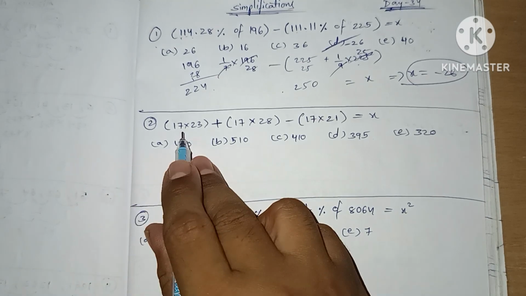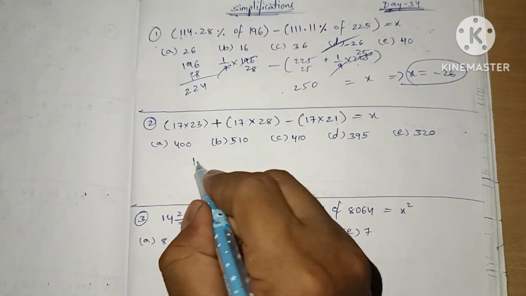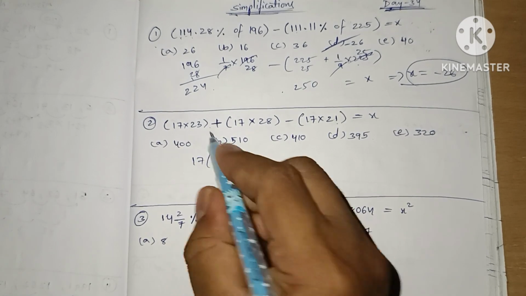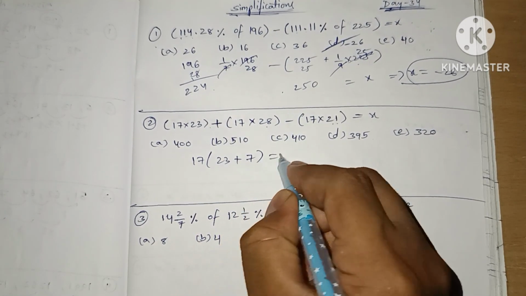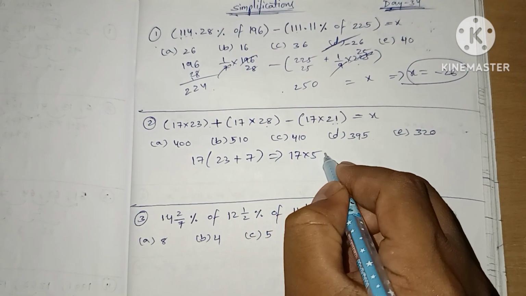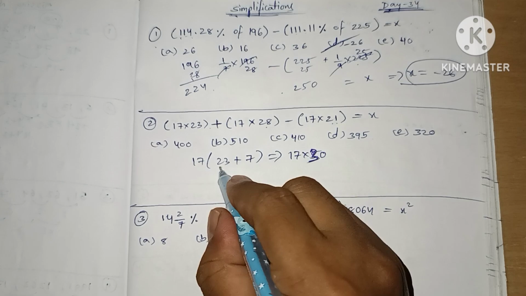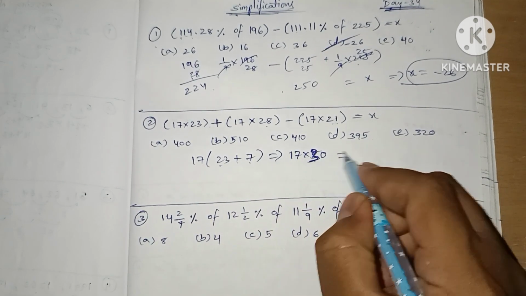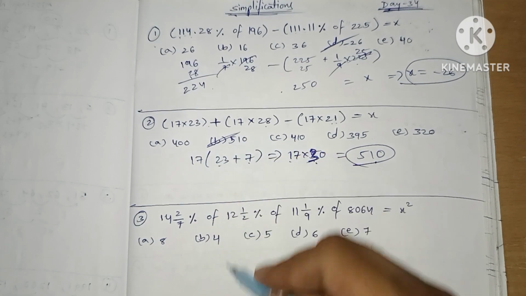Second question, 17 into 23, 17 into 28, 17 into 21. So we'll take 17 common. 23 plus 28 minus 21 will be 7. So we get 17 into 30. Okay, 23 plus 7 will be 30. So 17 3 times will be 510. This will be the answer. Option B is our answer.